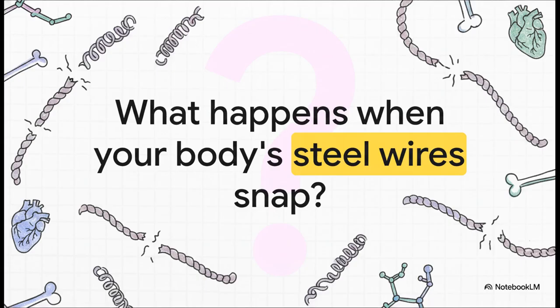Let's kick things off with a pretty wild question. Imagine the microscopic scaffolding holding your entire body together. What actually happens when those molecular steel wires snap, fray, or just stretch way beyond their limits? Well, the answers are all hidden in the clinical genetics of connective tissue disorders. It's a really fascinating, complex web of conditions that impacts everything from your bones right down to your blood vessels.